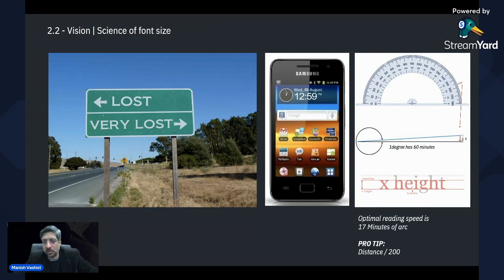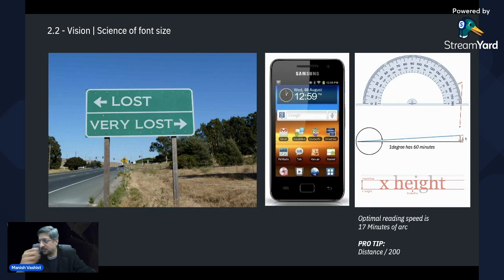And I'm just showing you what x height is. X height is the height of a small x, right? Now, the way to calculate this is very simple. You calculate the distance from your eye lens. Obviously, you don't really poke it, right? Just be careful. So you calculate it from your eye to that channel on which you want to display that font, and then divide that by 200. So whatever number comes up is your font size.